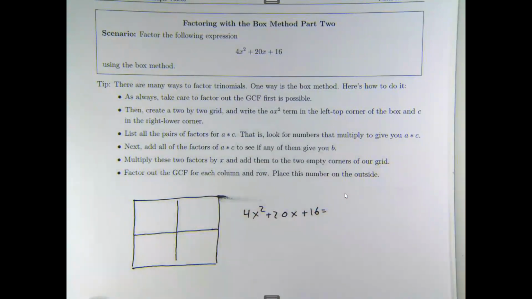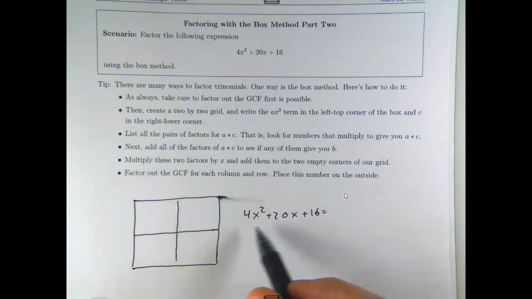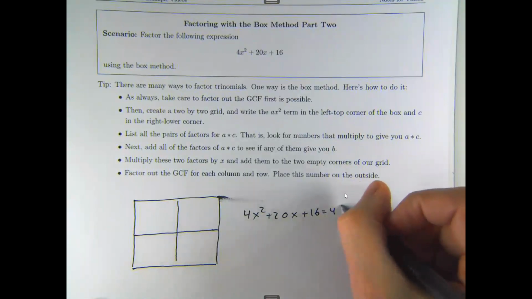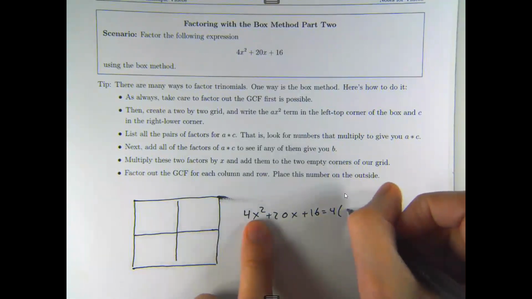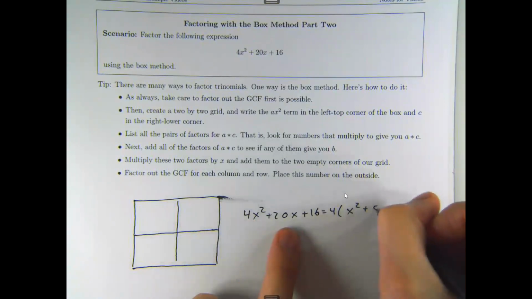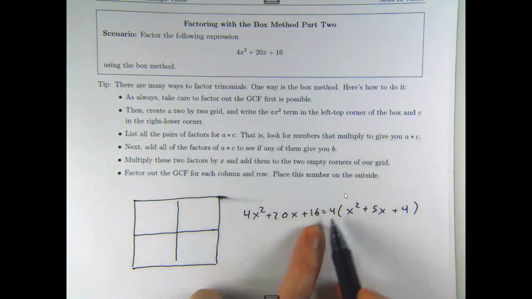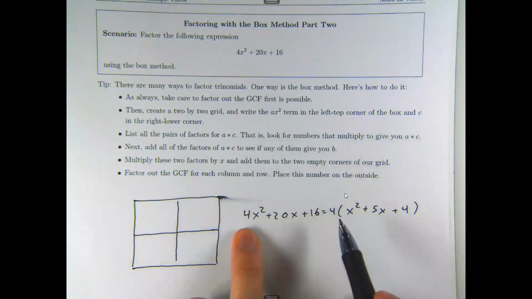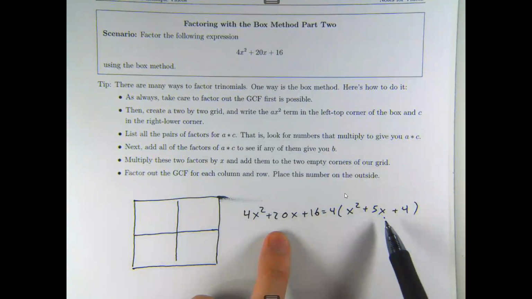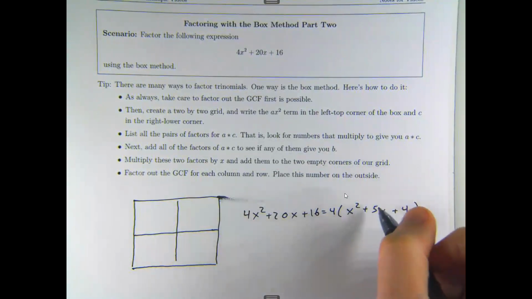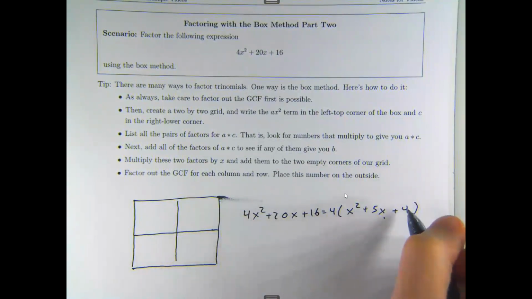First thing I'm doing is I'm pulling out the GCF, and I see that the number 4 goes into 4, 20, and 16. When I do that, what I have remaining is x squared, 5x, and 4. 4 times x squared is 4x squared. 4 times 5x is 20x. 4 times 4 is 16. I pulled out the 4. So what I have left is x squared plus 5x plus 4.